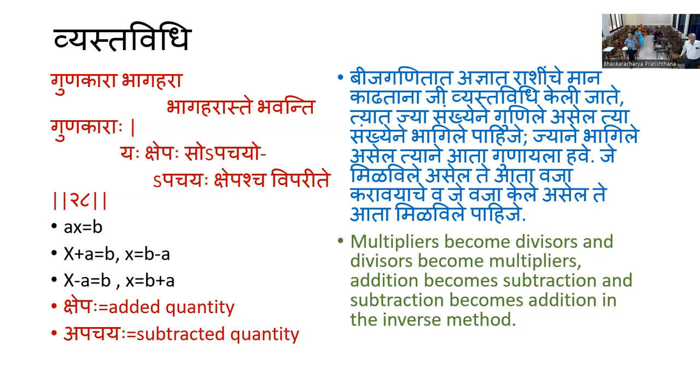If you have divided by something, then you have to multiply to get the answer. If you added something, so yaha kshepaha saha apachaya. Kshepaha, as I understand, means some added quantity. Whatever you have added, that you have to subtract. Apachaya, chaya means make a heap. Apachaya means you remove that heap, you subtract. So apachaya kshepascha viparite. So this is called inverse method.